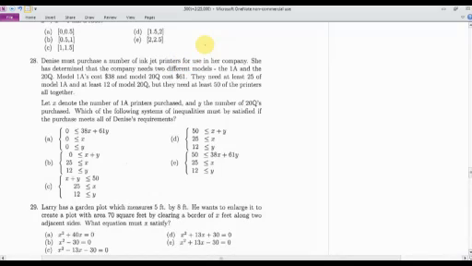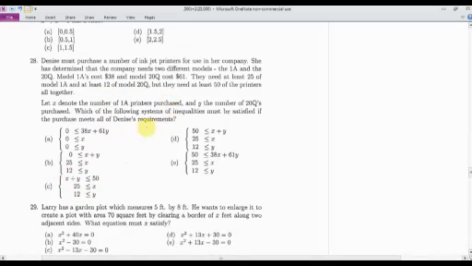They need at least 25 of Model 1As and at least 12 of Model 20Qs. They need at least 50 altogether. So let X be the number of 1A printers, let Y be the number of 20Qs. Which of the following systems must they all satisfy?